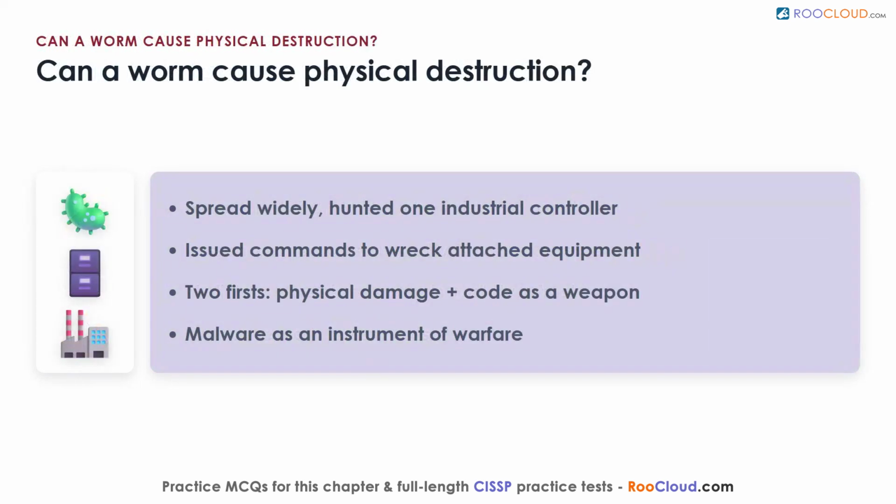Can a worm cause physical destruction? Yes, and one landmark case proved it. A highly sophisticated worm spread widely using several previously unknown flaws, shared drives, and infected removable media, yet it was hunting for one very specific type of industrial controller. When it found its target, it issued commands designed to physically wreck the equipment attached to that controller.